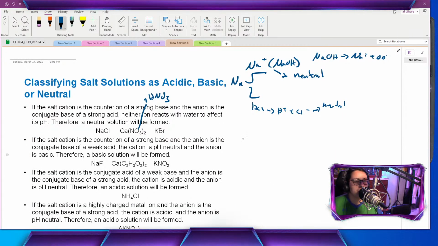Same thing with KBr. So K comes from potassium hydroxide. That's a strong base. Bromine comes from HBr, strong acid.